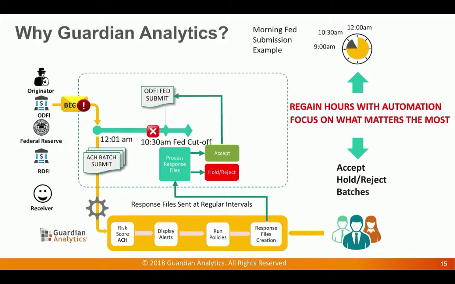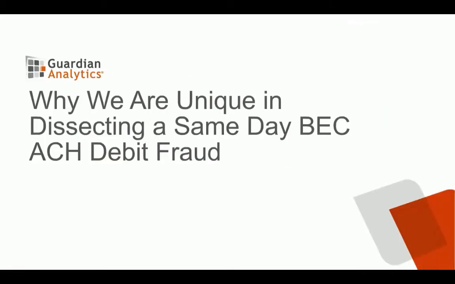So this is a big, big win for you in terms of regaining time and focus on what matters the most, which is basically ACH batches that are being held automatically by the system itself, either because the risk score was too high or rejected, and you would analyze only those. So now I'm going to hand it over to Chris. Chris will dissect the Same Day ACH debit fraud and explain to you how the system works.